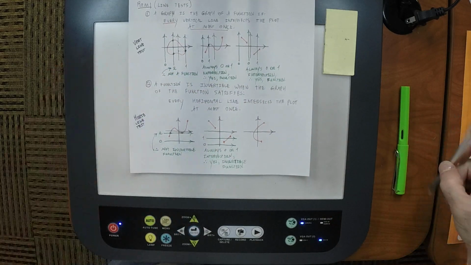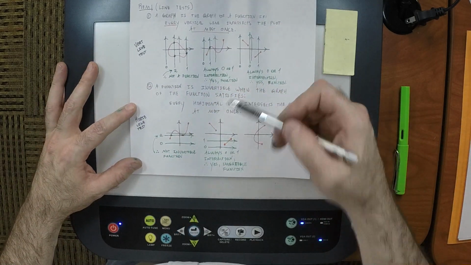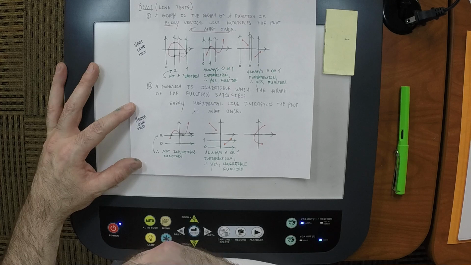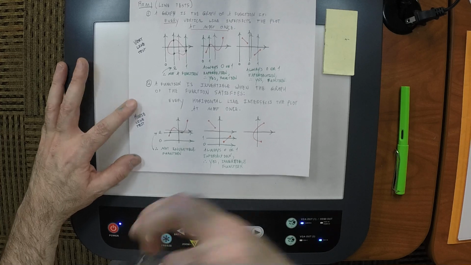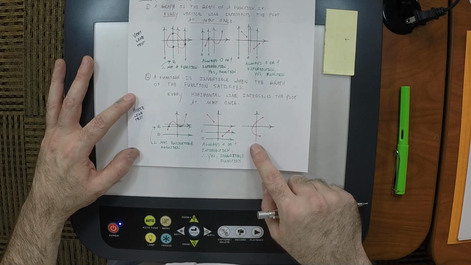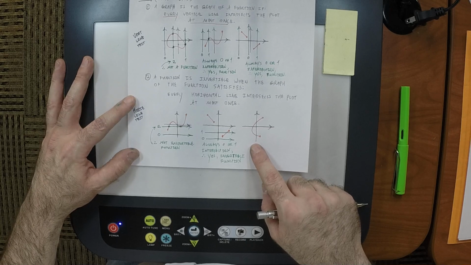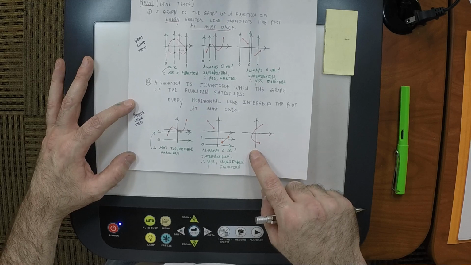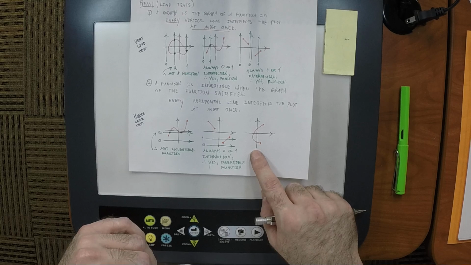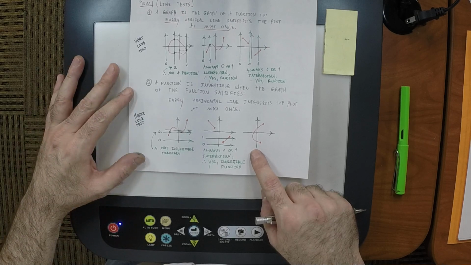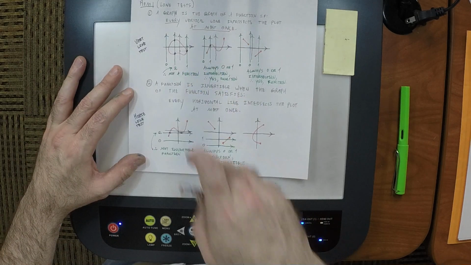So understand that the horizontal line test is asking if a function is an invertible function. So does this pass the horizontal line test? No. Why not? Because it's not in the first place a function. Why is it not a function? It doesn't pass the vertical line test.